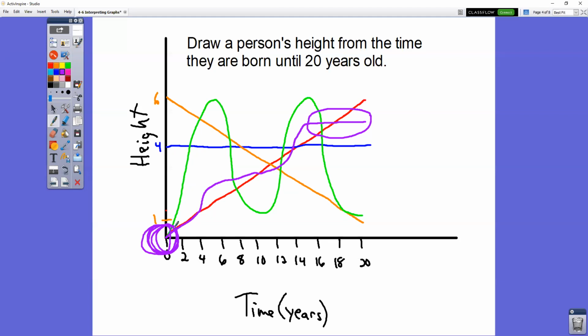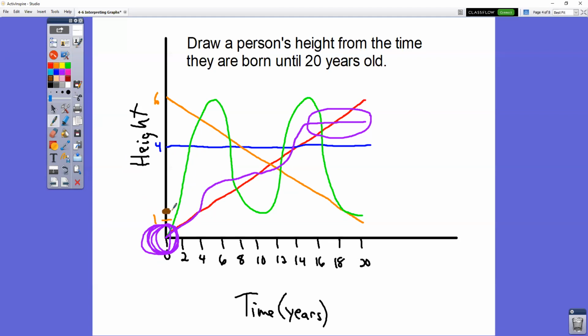If you're born 2 or 3 or 4 months premature, you're going to be really, really tiny. But you have to be born still as something. You can't be born as air. So we can't start our graph at 0. I'm going to switch to brown here. We need to be born as something. So I'm going to start my graph right in here.